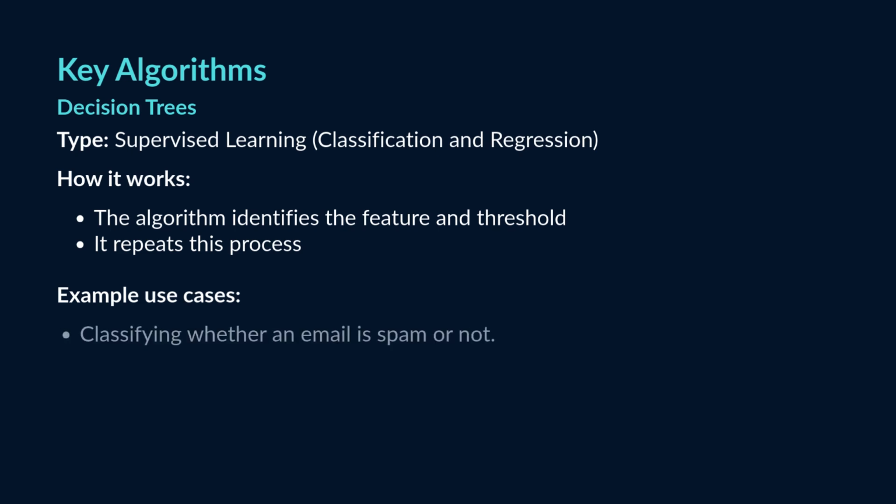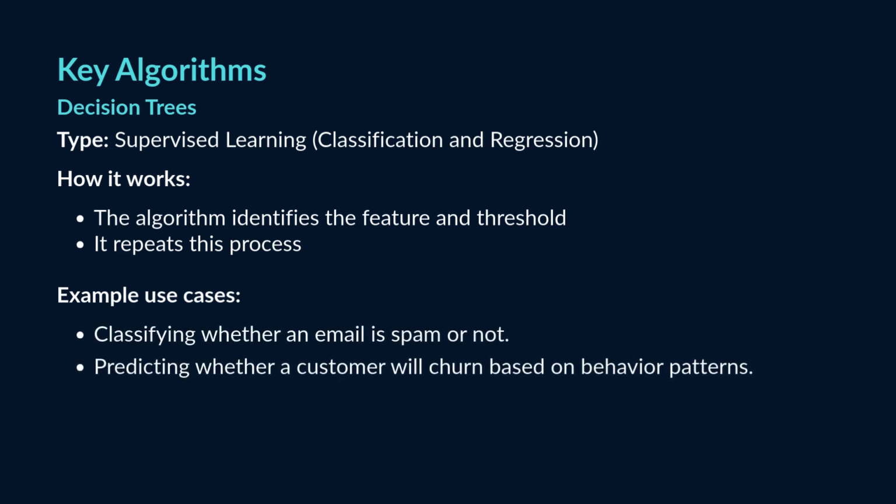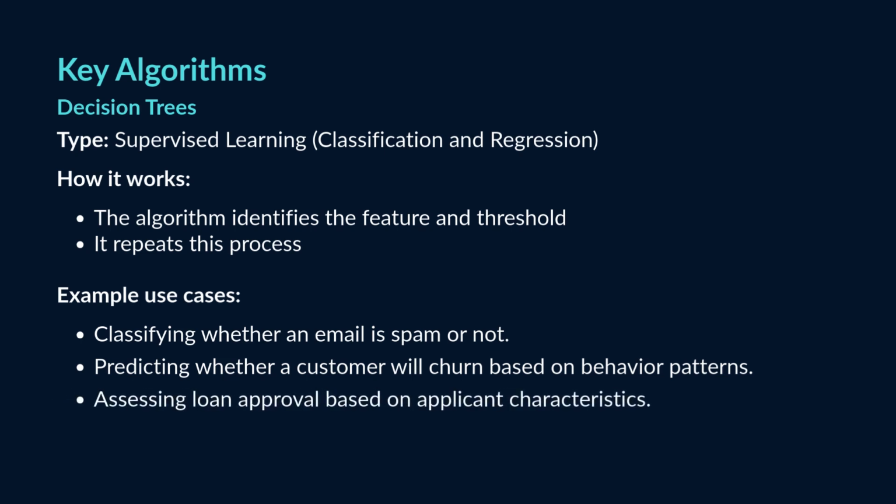Example use cases: classifying whether an email is spam or not, predicting whether a customer will churn based on behavior patterns, assessing loan approval based on an applicant's characteristics. Decision trees are easy to understand and visualize, making them popular for explaining model decisions. However, they can overfit the data if not properly controlled.